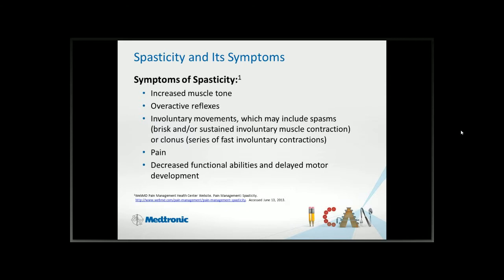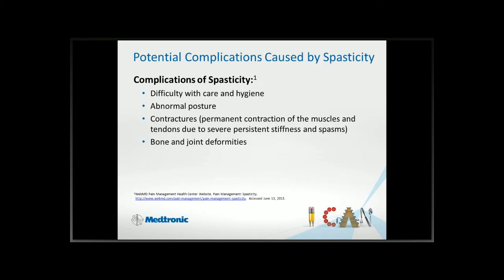Spasticity has many symptoms. Primary symptoms can include tight muscles or increased muscle tone and overactive reflexes. Involuntary movements such as active spasms or fast involuntary muscle contractions known as clonus can also occur. Additionally, muscle spasms can result in muscle pain as well as decreased ability to perform functional tasks or delayed motor development. Next slide.